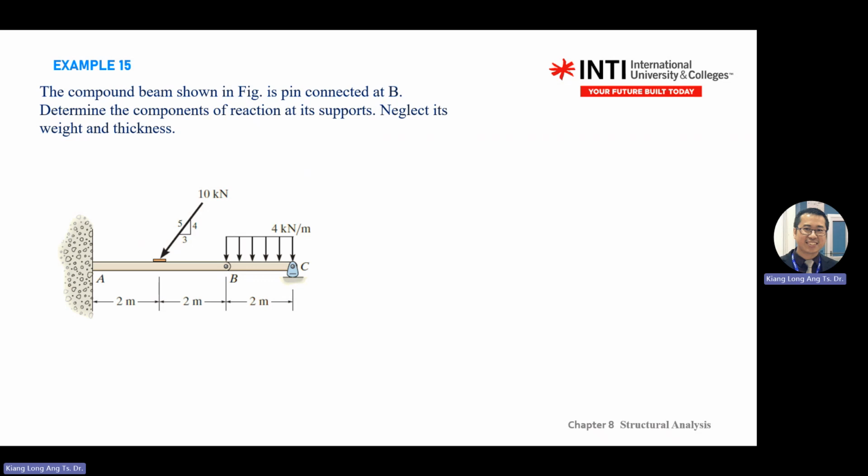To solve this one, you need to draw the free body diagram first. This one is inside the wall, so it cannot move left or right, and cannot rotate. So it has AX, AY, and a moment at A. For the direction of the moment, we assume anti-clockwise is positive. We assume, of course, and you have to check from the diagram whether it is positive or negative.